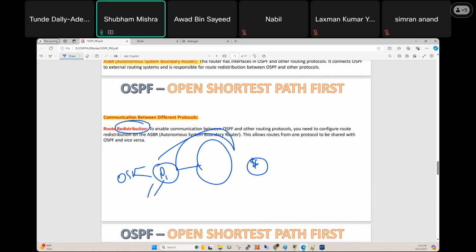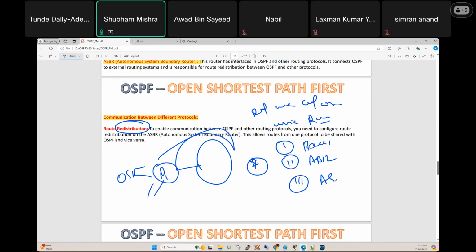Please remember one more thing, this is very important. If any interviewer asks you, or you get a question like this: redistribution we configure on which router? First option, backbone router. Second, ABR router. Third, ASBR router. Fourth, all of these. Which one? ASBR. Exactly, ASBR router. Understand, everyone?